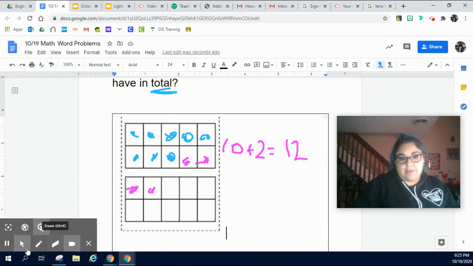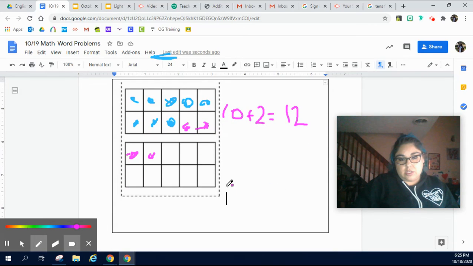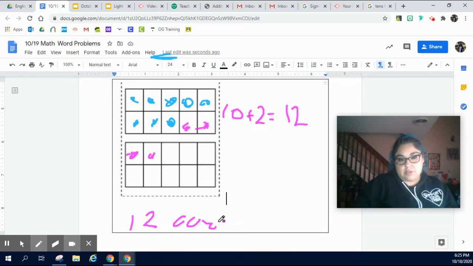So he doesn't have 12. He has 12 cookies, right? There we go. So he has 12 cookies.